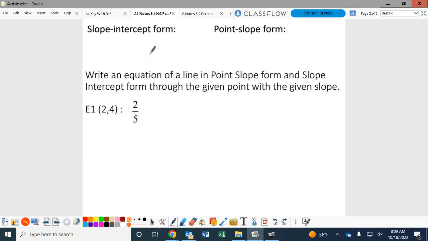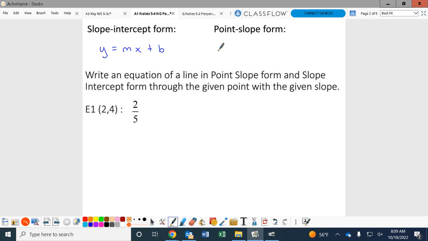So getting started, let's remind you what the two forms that we've been concentrating on are. They are slope-intercept form and point slope form. Slope-intercept form is y equals mx plus b. You must know these forms in order to be able to take this next test, not just kind of, sort of. You have to have them memorized.